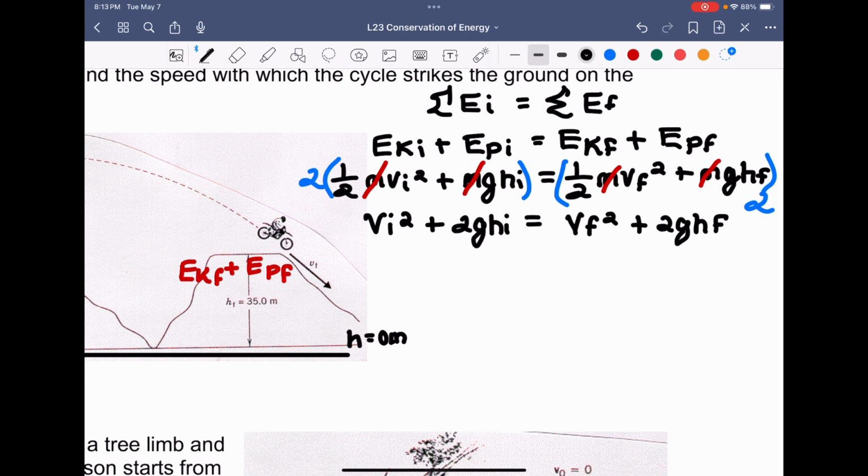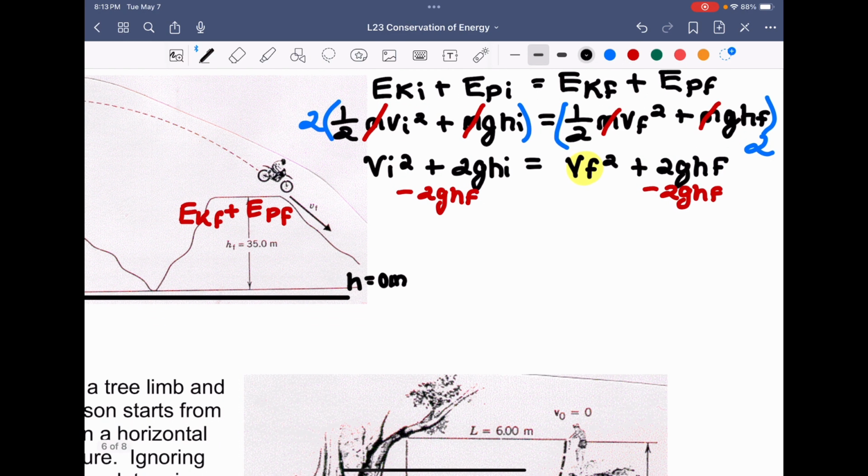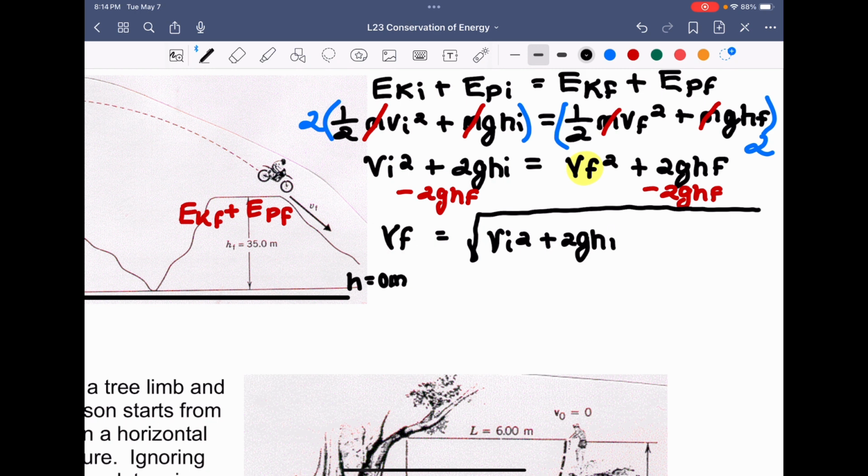What they asked us to find is the vf, so I'm going to isolate for the one highlighted in yellow here. How I'm going to do that is I'm going to subtract away the 2ghf from both sides. So 2ghf minus 2ghf. Now I'm going to plug this all in and say that my vf is equal to the square root of, because I want to isolate that vf for an individual vf, it's going to be vi squared plus 2ghi minus 2ghf from the other side there.